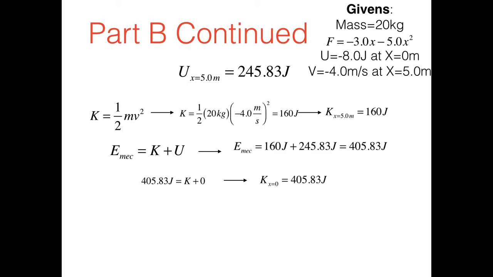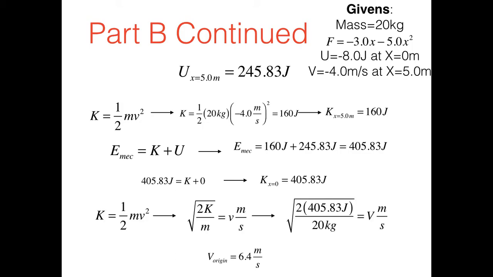We can then plug these back in to find the kinetic energy at x equals 0. Because our total mechanical energy is 405.83, and we know at x equals 0 our potential energy is 0, our kinetic energy at x equals 0 is 405.83 joules. Using the same equation again, K equal to 1/2 mv squared, we'll rearrange it to solve for v, plug in our K at x equals 0, which is 405.83, plug in our mass of 20 kilograms, and solve to get a velocity of 6.4 meters per second.